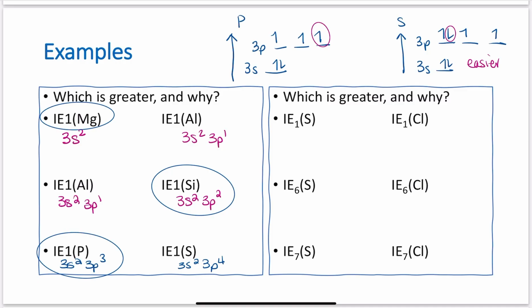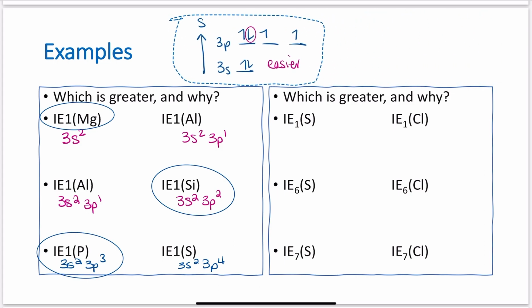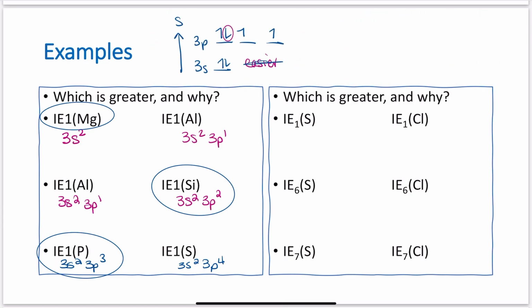Whereas for sulfur, it doesn't particularly want to lose its electron, but if it does, you're giving it a half-filled shell. It's going to be easier to do. What about sulfur versus chlorine? Looking at sulfur, looking at chlorine.